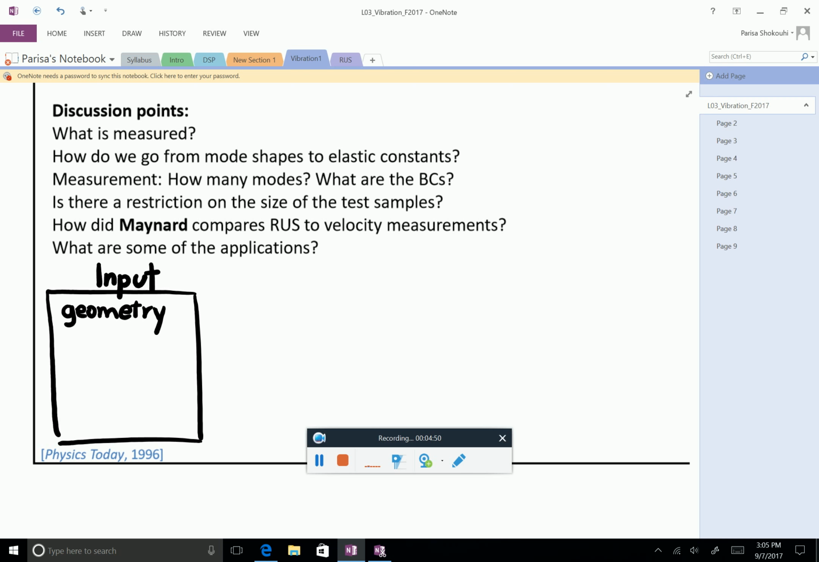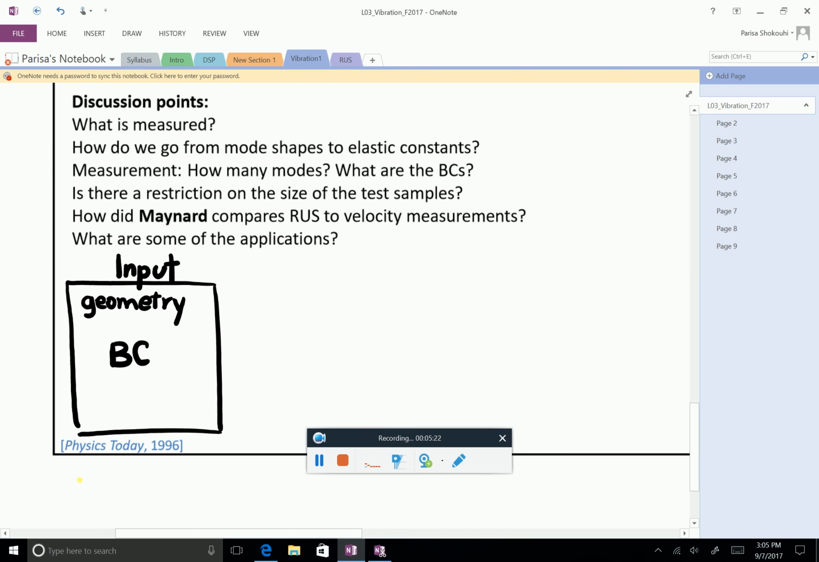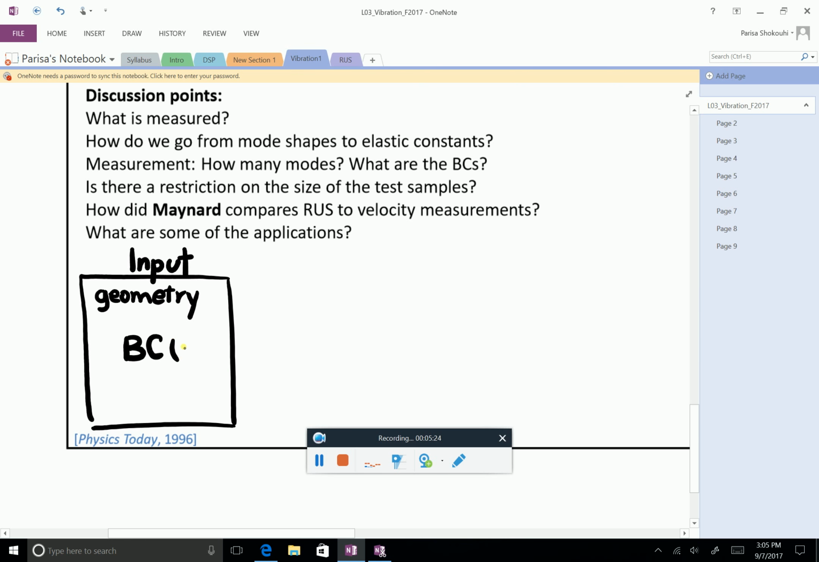So what else? Just geometry? Boundary conditions, like it should have a free boundary condition. Yeah, so did everyone see that in the paper, that having a free boundary condition is for the classic RUS. You actually can get around it. You can do measurements where you don't have a free boundary condition, but if we have it, it's good. So boundary condition, I put in parentheses, free.